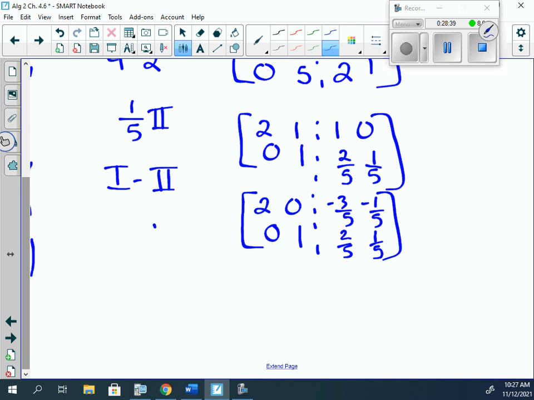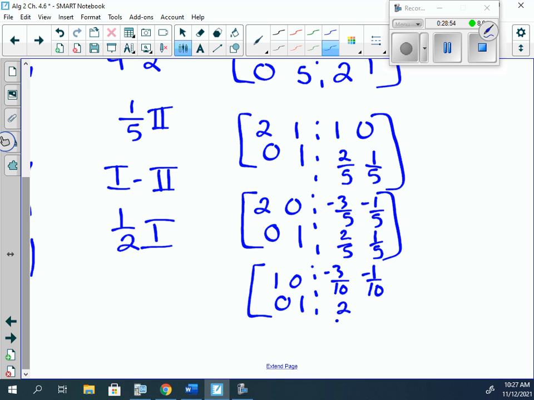We just need to multiply row 1 by 1/2, which would give us 1, 0, 0, 1. Now, if we multiply by 1/2, we would have negative 3/10, negative 1/10, 2/5, 1/5. And that there would be the inverse matrix.